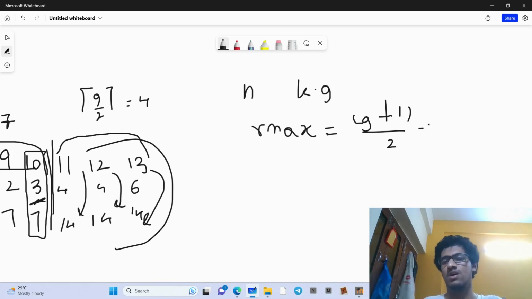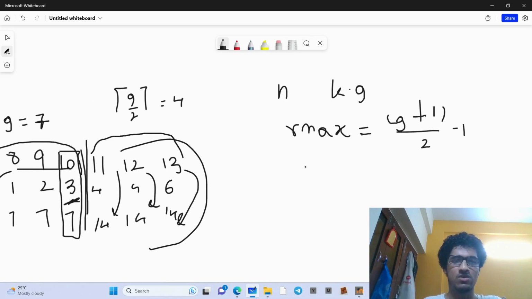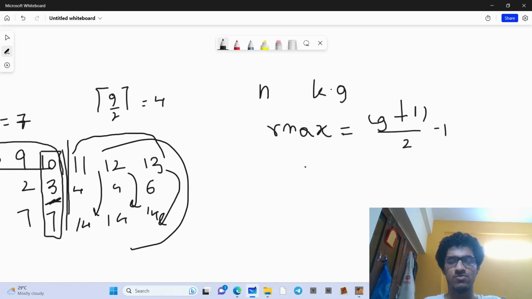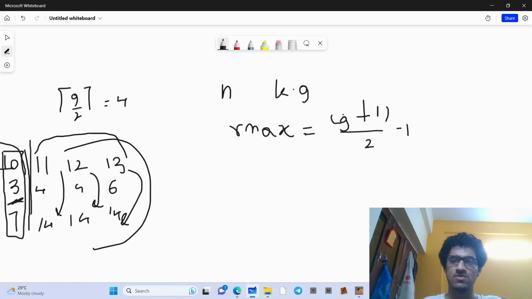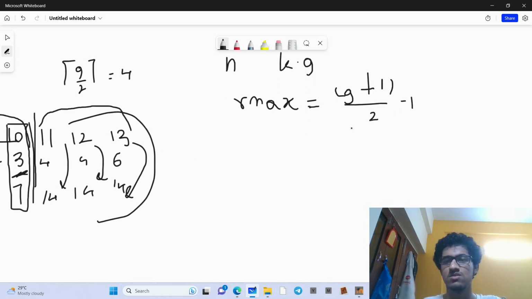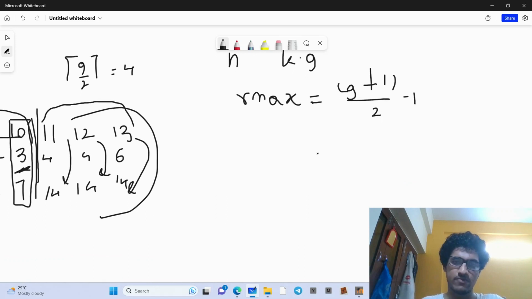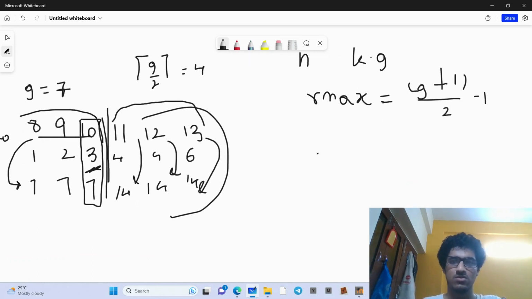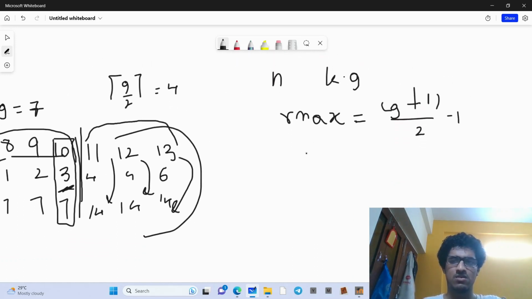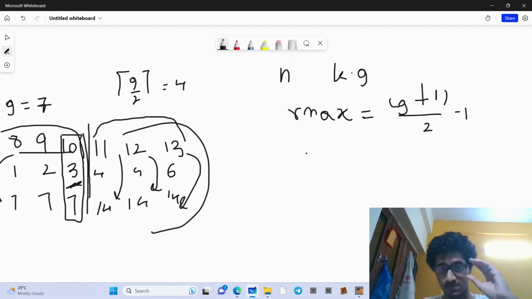And how did I get this? You can just play around with some values, like take g as 3, 4, 5, 6, and you kind of see this type of expression. You can also write it as (g minus 1) by 2, simplify this. Okay, so we have R max, we have n and k g.